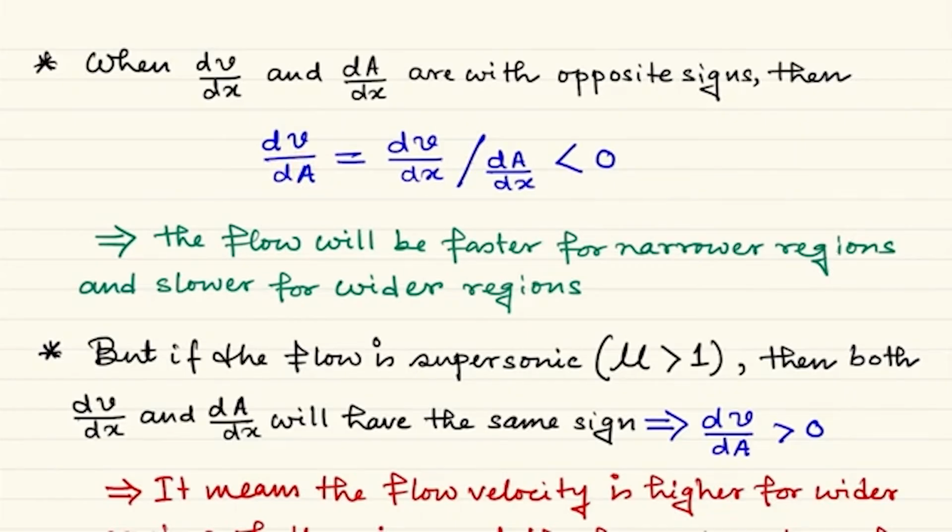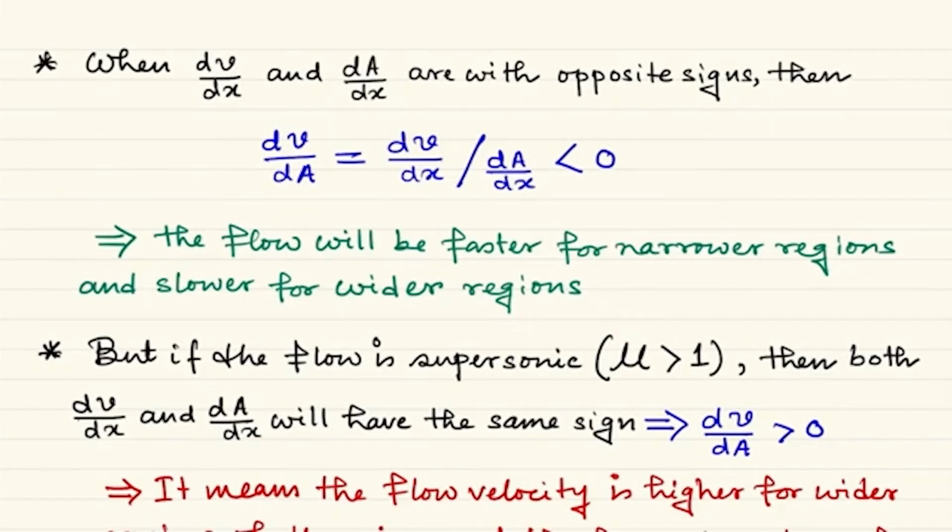It simply says that the flow will be faster for narrower regions and slower for wider regions, that we actually see in practice. Okay, that in a pipe, when the cross-sectional area is less, then the fluid velocity is larger, and here the cross-sectional area is larger, so the velocity is smaller, right? So that is the normal case, but now we see that this is true only when the flow is subsonic.